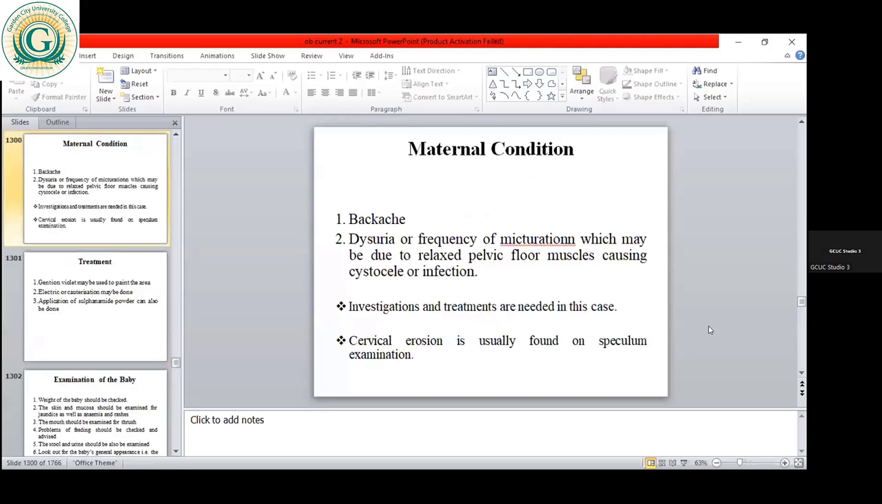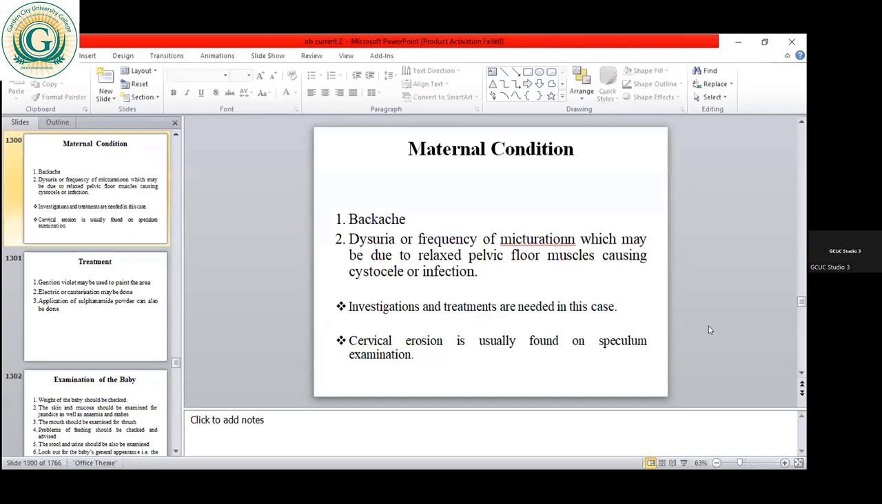Maternal conditions: is there any backache? Don't forget to show that as a minor disorder. Is there painful urination, and is the urination frequent? Don't forget that when the changes are taking place, there will be frequency of urination. But she has gone home and come back. Is the urination still frequent? Is she still complaining of pain during urination? Investigate this and give treatment.